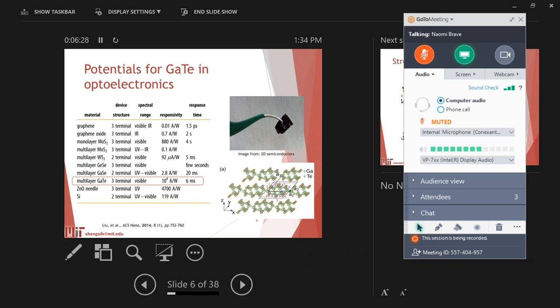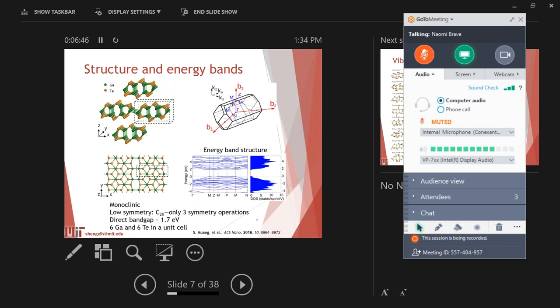Also, the response time of gallium telluride is small compared to the other 2D materials. And this makes it very feasible to make two-dimensional photodetectors in the visible range. If we look closely at the structure of gallium telluride, we can see it's also a layer structure, and it is a monoclinic structure, which is different from most of the other 2D materials we have studied.